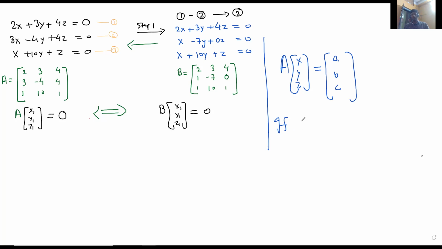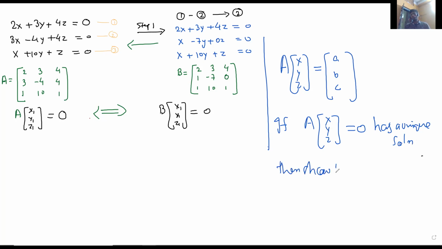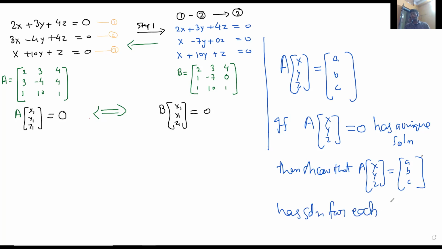So what I'm trying to say is that if A of (X, Y, Z) equal to 0 has a unique solution, okay, then show that A (X, Y, Z) equal to (A, B, C) has a solution for each (A, B, C).